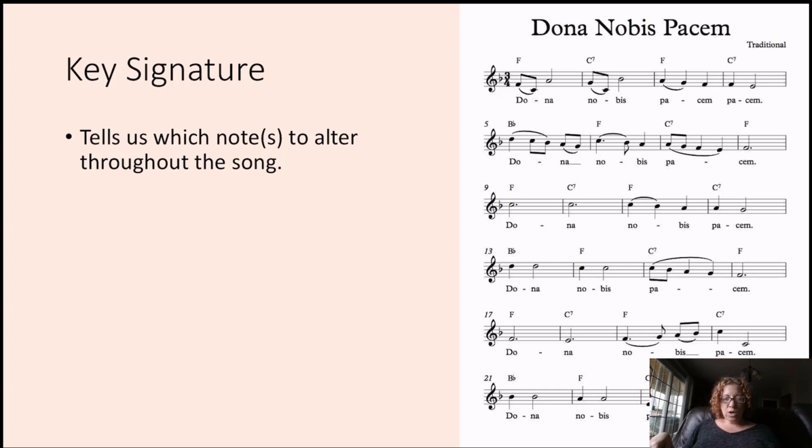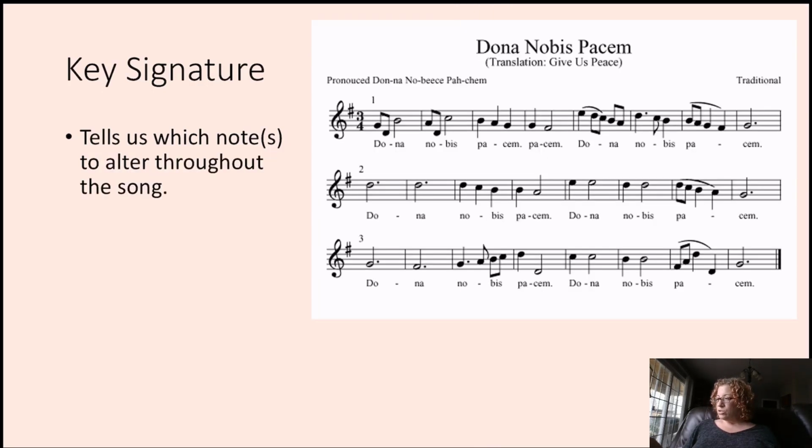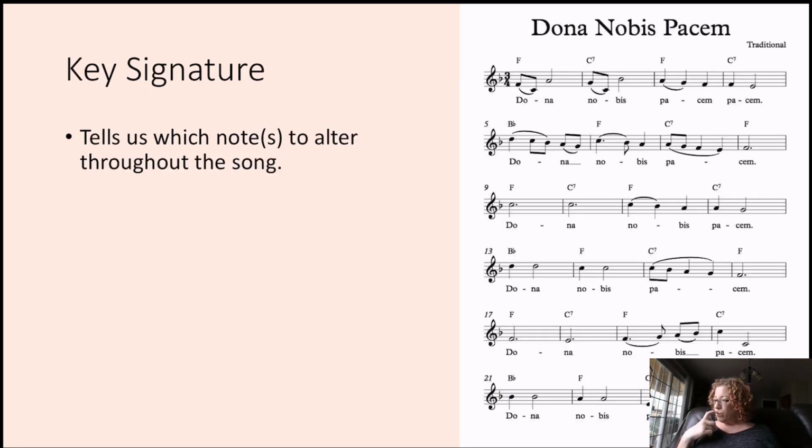Well, we're going to indicate this in the beginning of the song, right? We are going to use that to tell us which notes to alter through the entire song. So we can see here that we've got a song, Dona Nobis Pacem, right? And right at the beginning, we are using the key signature right there to tell us that we're going to flat all the B's in the song.